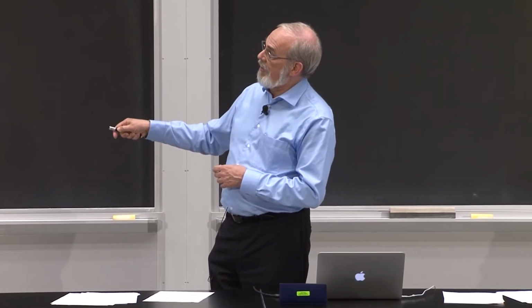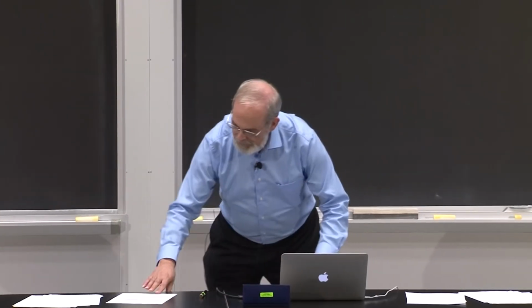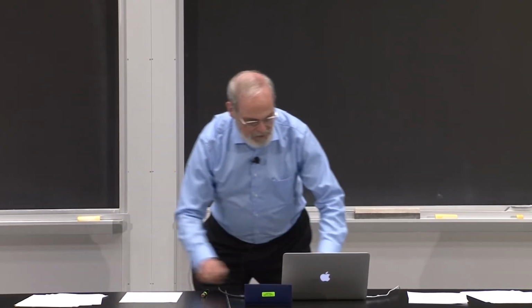Because in test fits, I'll take the models that come from gen fits. I'll take the set of degrees that I also passed in there, as well as the values. I'll plot them out, and then I'll simply run through each of the models and generate a fit, compute the R-squared value, plot it, and then print out some data. Okay, with that in mind, let's see what happens if we run this.